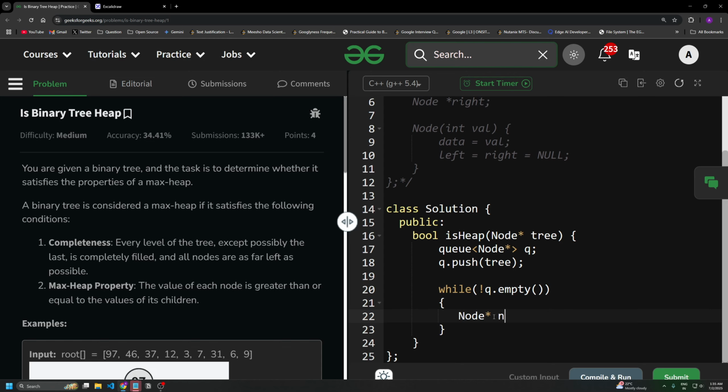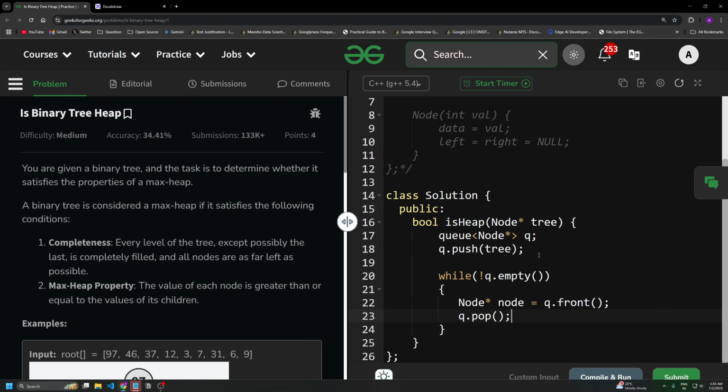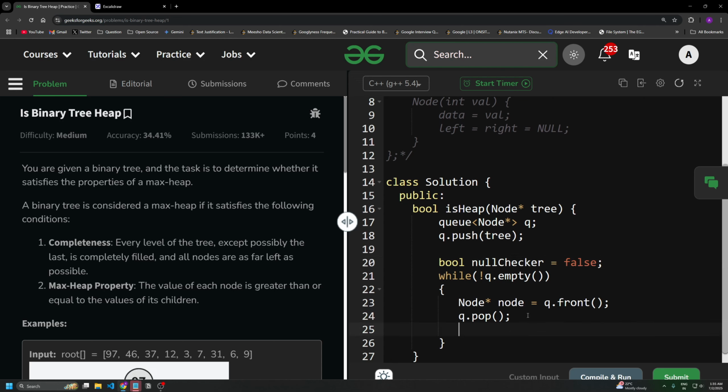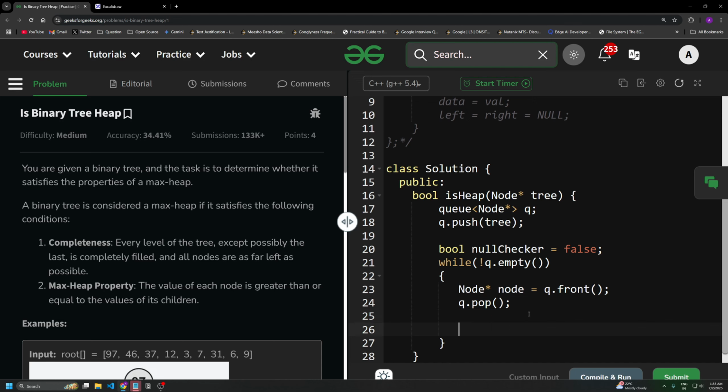So let's call it node only. See, we will pop the node, because we write front first, and we will pop it, okay? And since we are using a BFS based approach, what we can do is, I had mentioned a flag, right? Let's name that flag false, and call it null checker, something like that so it has a good name, null checker, okay? We will set it to false, because so far we have not detected any null node, right?